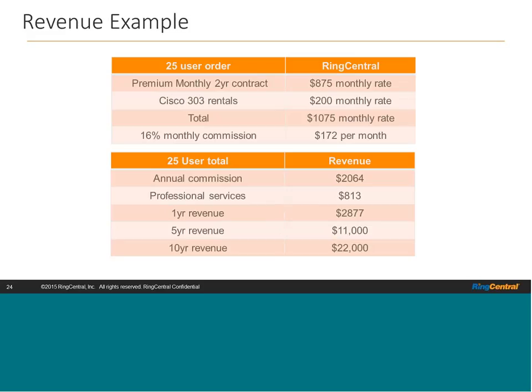For your annual commission based off that, it's about $2,000, and then you add your professional services, and your 1 year revenue, with this calculation, is $2,877, so about $3,000. Over 5 years, without any other additional management fees, you've generated about $11,000. And over 10 years, this client, by you adding RingCentral to their portfolio, has generated $22,000 for your business. And you've added another service you manage for that client, and you build a better relationship with them because now you control their phone system and have more ends with that partner.